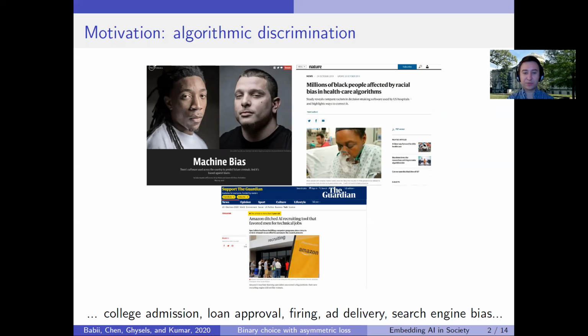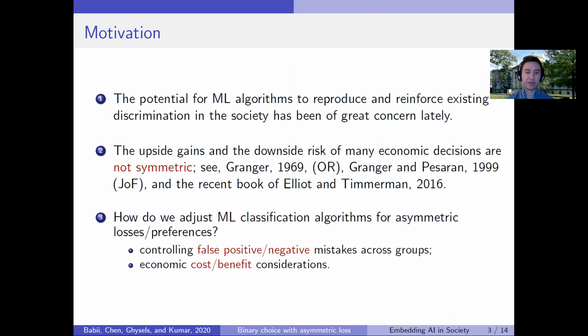And there are more examples of algorithmic discrimination, for example, in loan approval, ad delivery, and we also have the search engine bias. So the potential of machine learning algorithms to reproduce and even reinforce existing discrimination in society has been of great concern recently. In addition, it has been recognized in economics, going back at least to the Nobel Prize winner Clive Granger, that the upside gains and the downside risks of many economic decisions are not symmetric.